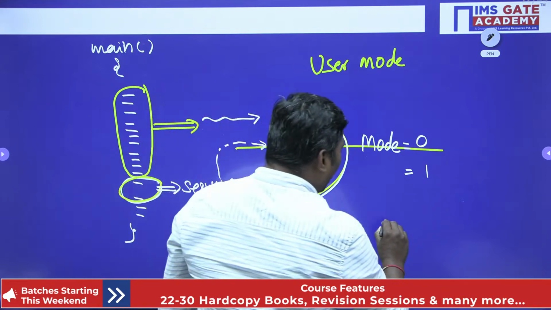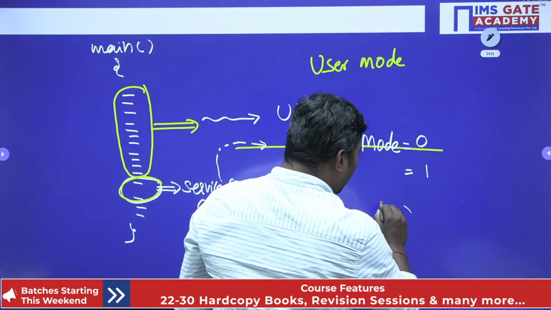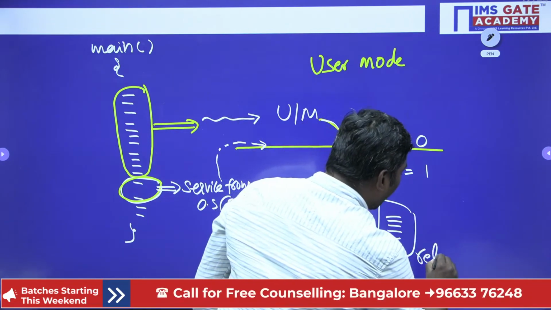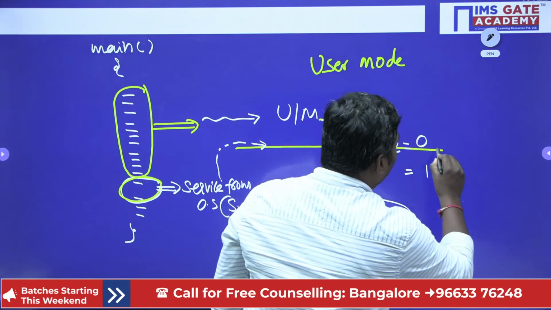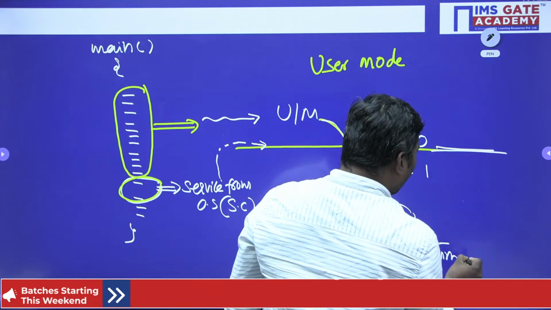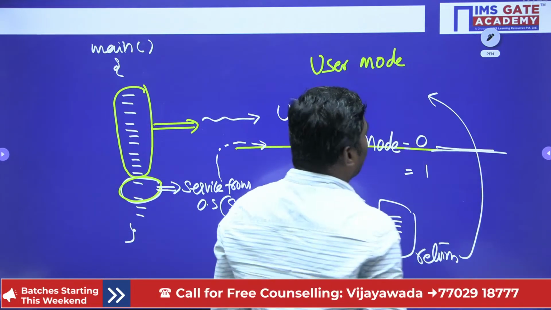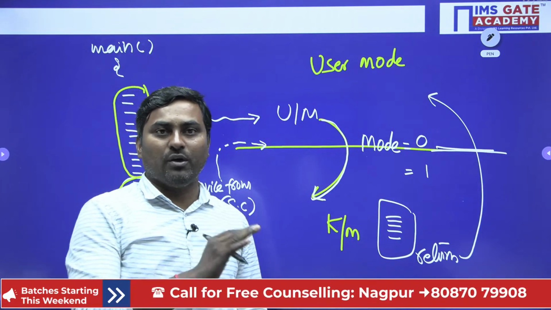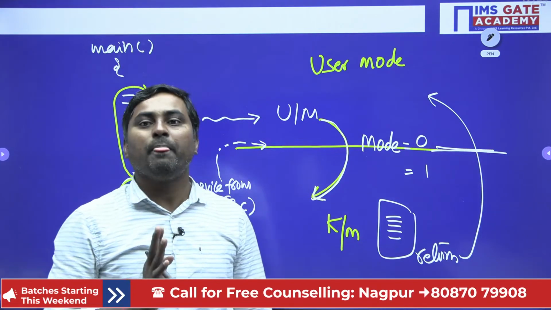Okay. Now run this code. What is our code? The system call code you run. Once running is over, you have to return. You have to return from where? You have to return from kernel mode to user mode. I hope you understand my point, what I am trying to say.